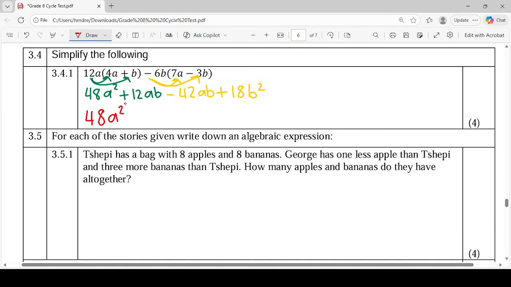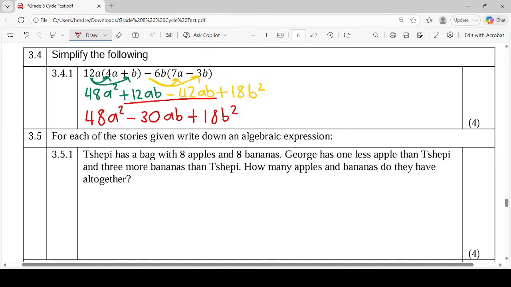But here we've got this 12ab minus 42ab. Those are the same. So we can say 12, take away 42, is negative 30ab plus 18b squared. And that is as simple as we can go.